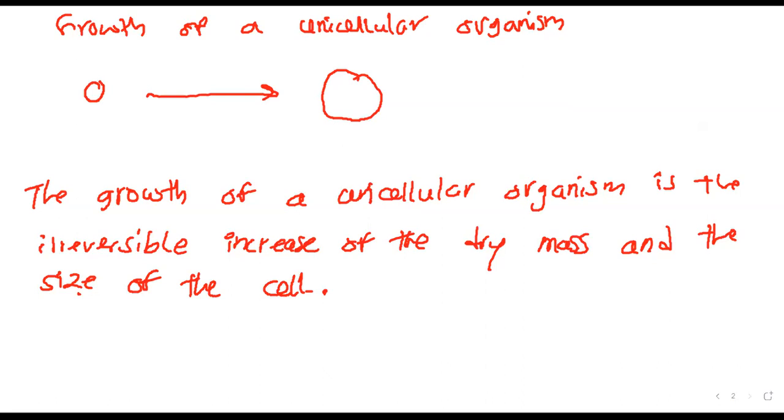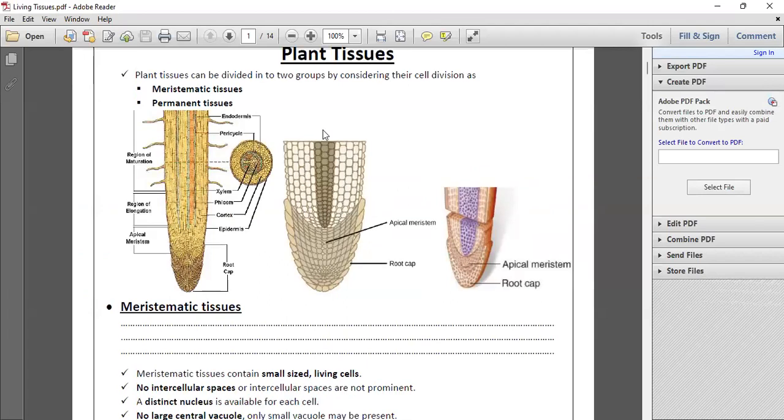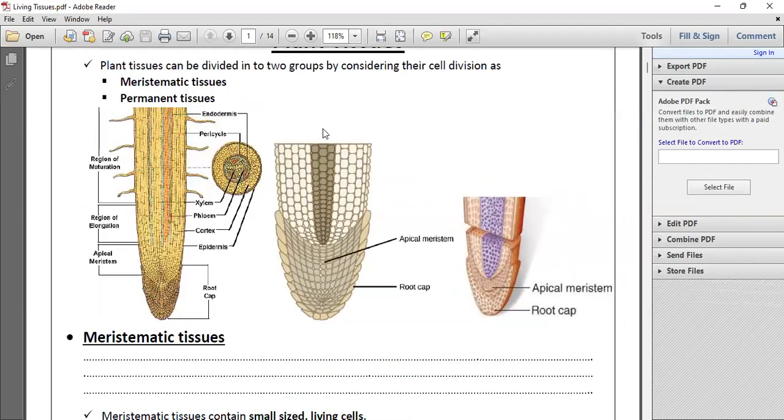Okay, so now we know we have two different types of plant tissues. One is meristematic tissues, which have the capability of dividing their cells, and permanent tissues, which have no ability to divide their cells. So if the plant is growing, the cell number has to increase. Which cell number should be increasing? Obviously the meristematic tissues, because they are the tissues whose cells have the ability to divide actively by mitosis. So keep it in your mind: if growth is taking place in the plant, that growth is due to the division of cells in the meristematic tissues. Okay, so here we go.